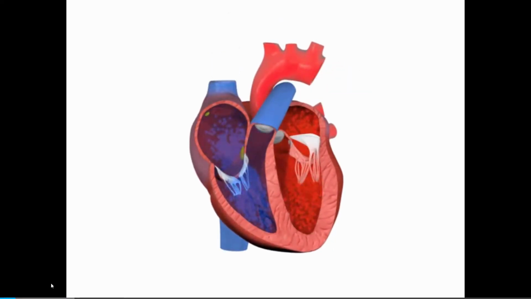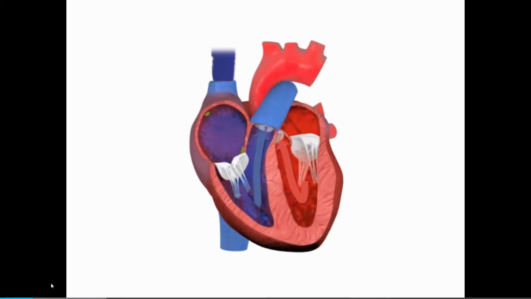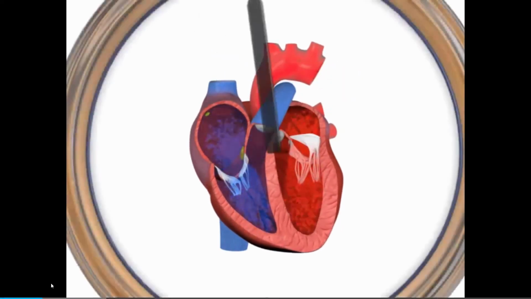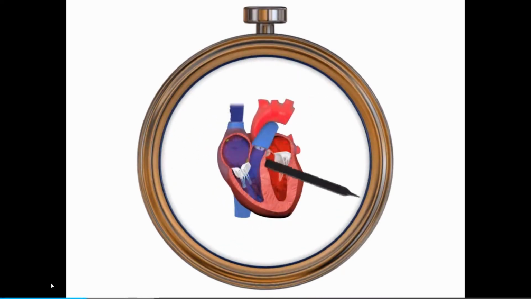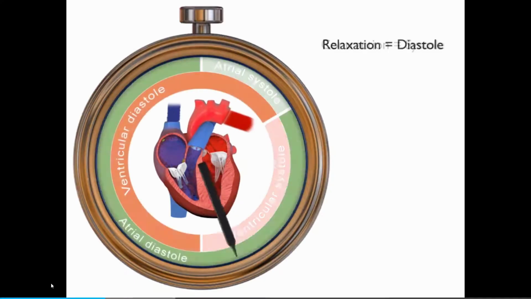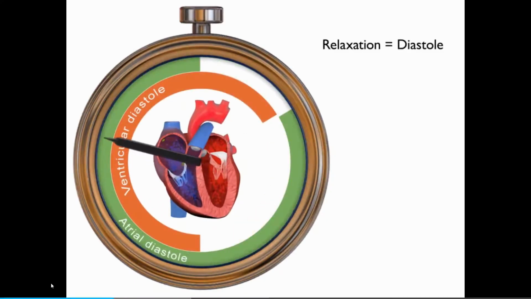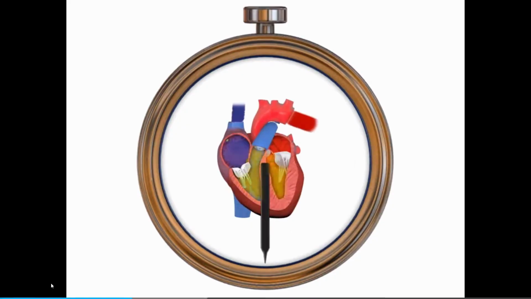The cardiac cycle is the sequence of events that propels blood through the heart during one complete heartbeat. Your heart beats in a continuous cycle, represented here as a clock. The cycle alternates between periods of contraction, or systole, and relaxation, or diastole, of the atria and ventricles.